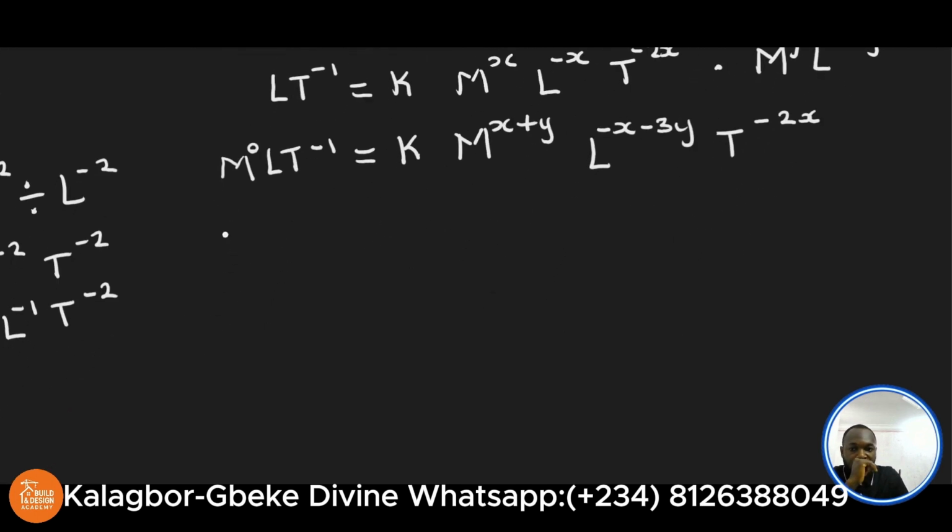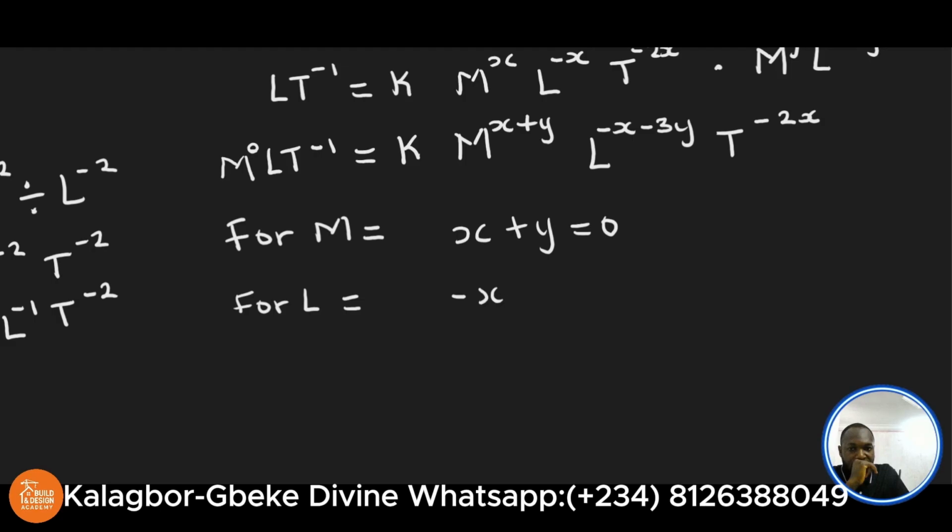So now we equate their coefficients. So for M, we'll have that X plus Y is equals to 0. And for L, we'll have that minus X minus 3Y is equals to 1. So we're taking their coefficients, we're taking their powers. So the power here is X plus Y is equals to 0. We have minus X minus 3Y is equals to L raised to power 1, right? So L is 1, so you get it here.